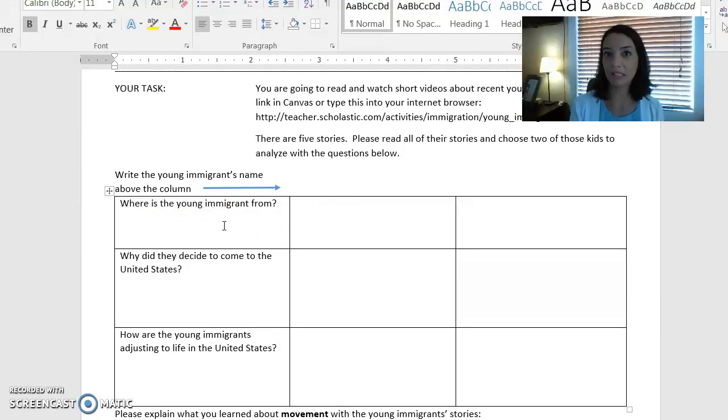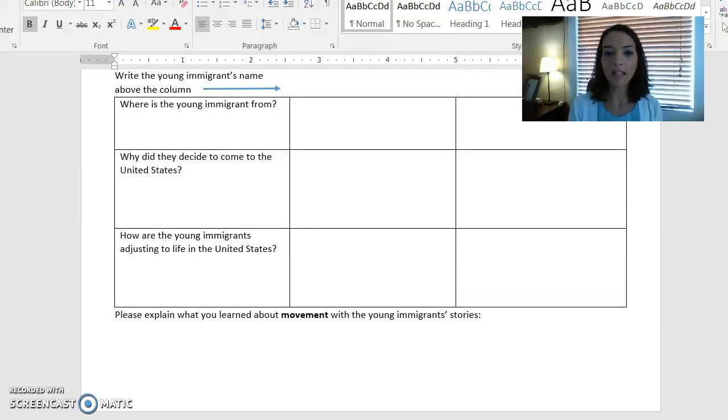This one's easy. Where is the immigrant from? Okay. Why did they decide to come to the United States? So you can write a short version of what it tells you about why their families came to the United States. And then how are the young immigrants adjusting to life in the United States, in these 2 boxes here. Your very last question says, please explain what you learned about movement with the young immigrant stories.